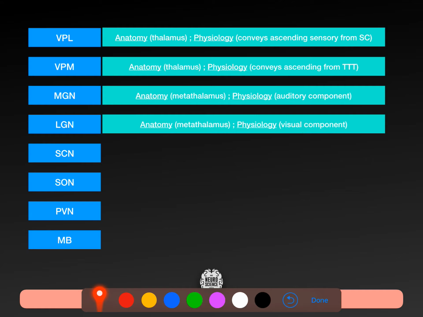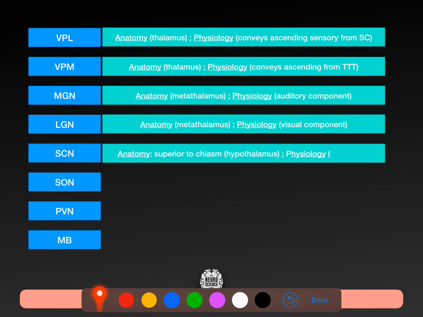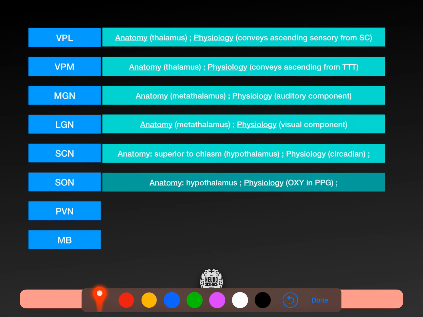We move to a collection of hypothalamic nuclei. So we have our suprachiasmatic nucleus, and we have our supraoptic nucleus. Now our supraoptic is oxytocin in the posterior pituitary gland, but our suprachiasmatic is circadian. So what a nice, simple way to remember them. The C's and the O's.